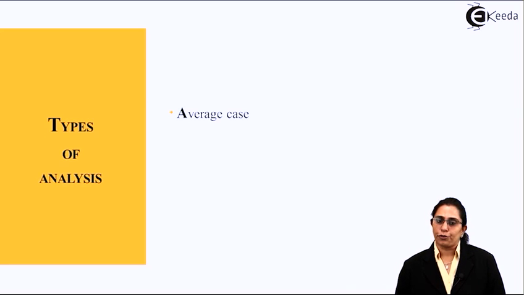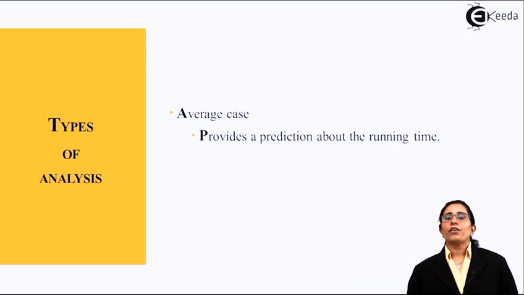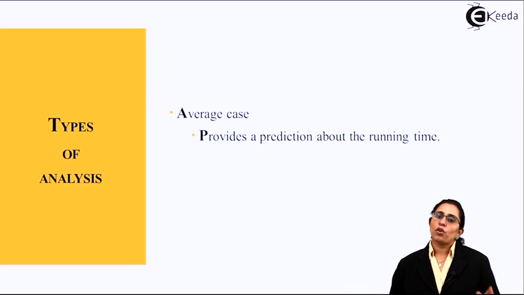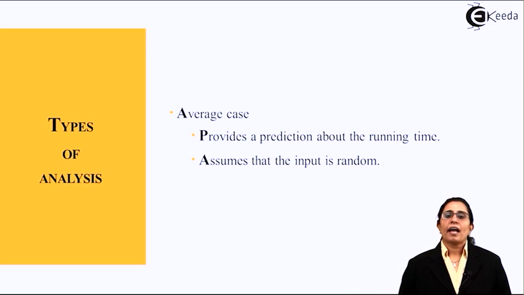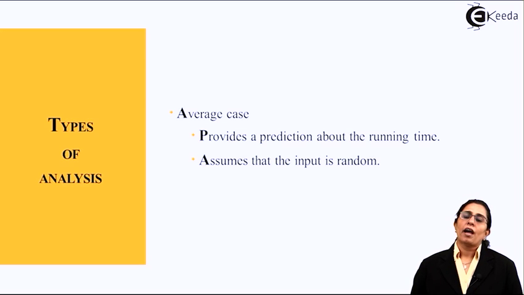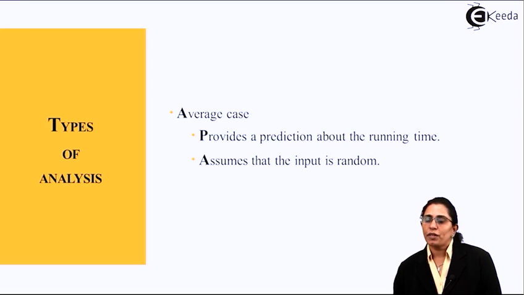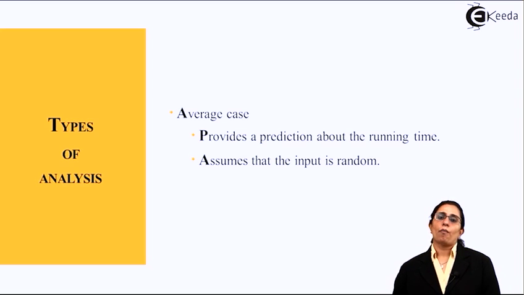And the next case is known as the average case complexity or the average case analysis of an algorithm. Now what do you mean by an average case? It provides a prediction about the running time. That is, it lies somewhere in between the worst case scenario and the best case scenario. It assumes any input which is random. That is, we take a random input and for that random input we get an output. So it lies between the upper bound and the lower bound of an algorithm analysis.